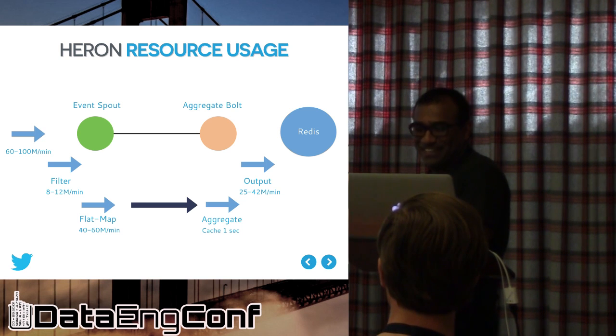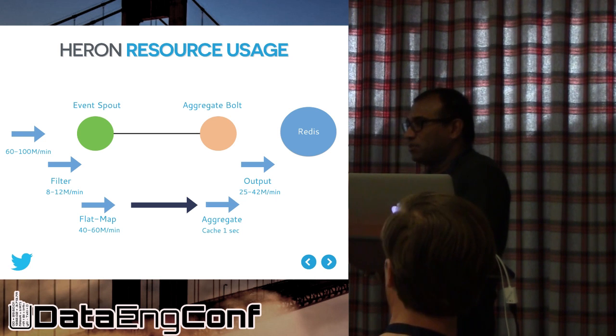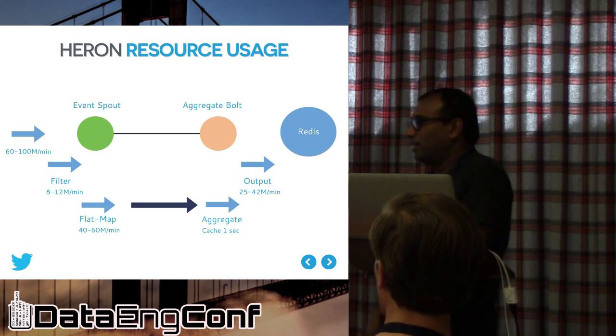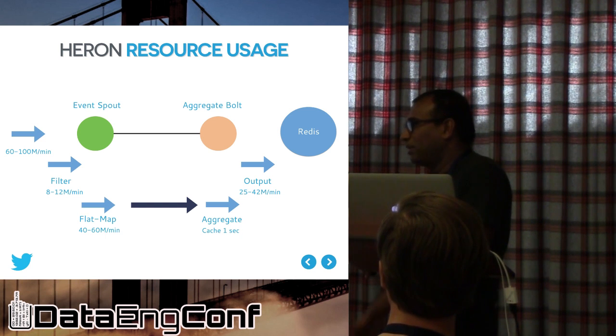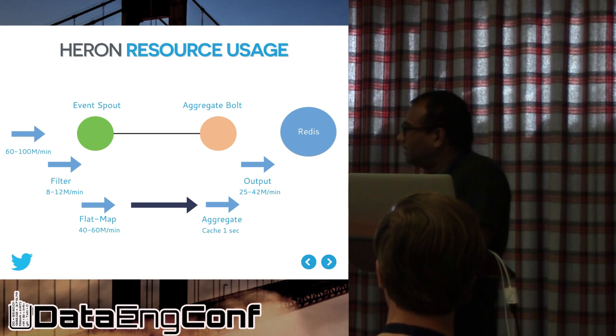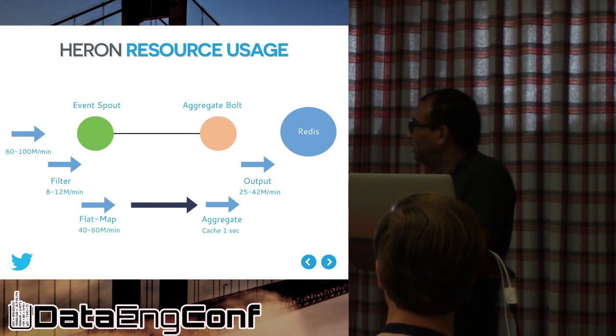So one of the things we wanted to analyze was the resource usage of Heron. When you have a topology running, where is the time really going? Am I doing computation, or am I doing data movement? To analyze that, we did a major breakdown of where the time is going for the topology. This is a simple two-stage topology that we took.